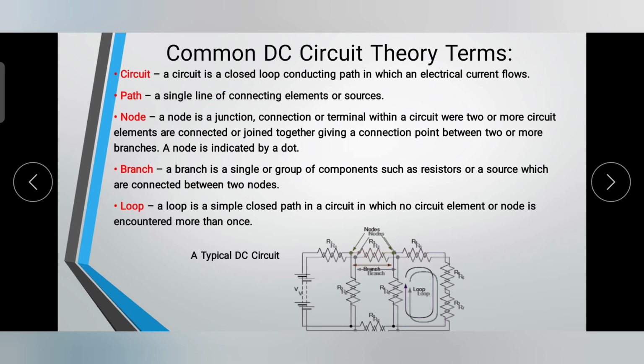Okay, this is a node. What is called a branch? A branch is a single component or group of components, such as resistors or a source, which are connected between two nodes. A group of components connected between two nodes is known as a branch. Loop: a loop is a simple closed path in a circuit in which no circuit element or node is encountered more than once. Okay, this one is a loop, this one is a node, and between two nodes a group of components connected is known as a branch.